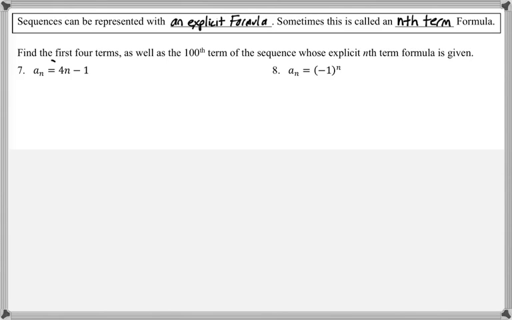So this formula can be used to generate a pattern, to generate a sequence. And we just need to plug in 1, 2, 3, 4, etc. to generate that sequence. So I want to plug in 1, 2, 3, 4, and then they wanted the 100th term. So I just need to plug those numbers into this formula.